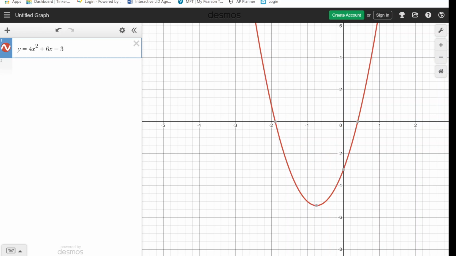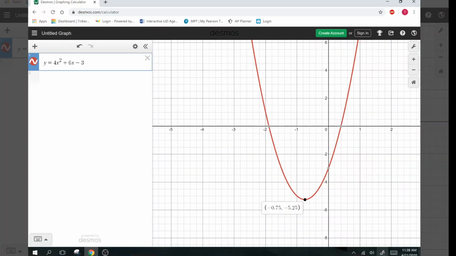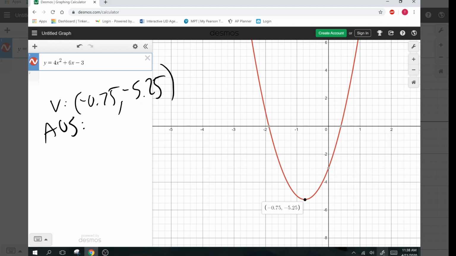If I want to find the vertex, all I do in Desmos is click on that point, and I can see it's negative 0.75, comma, negative 5.25. That would have been a pain in the bottom to figure out with algebra, but with graphing, it's really easy. So, booyah, answer for the vertex found. So my vertex would be negative 0.75, negative 5.25. And then if I want to find the axis of symmetry, all I would do is say x equals the x-coordinate of the vertex. And done. I have figured out the stuff I wanted to from Desmos.